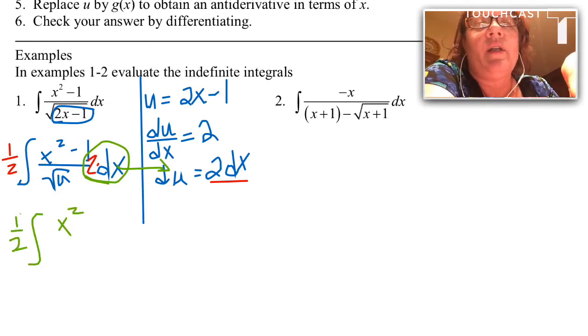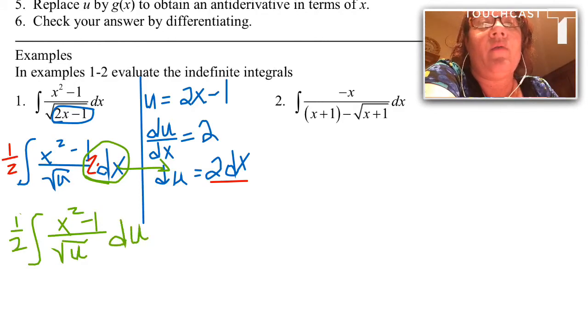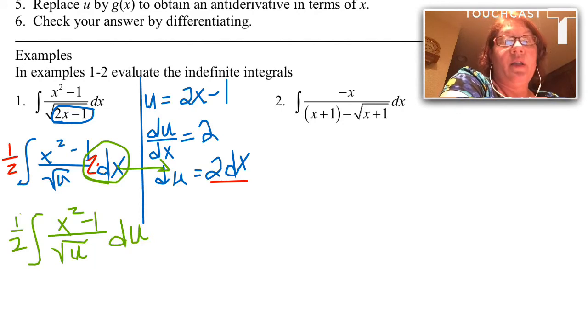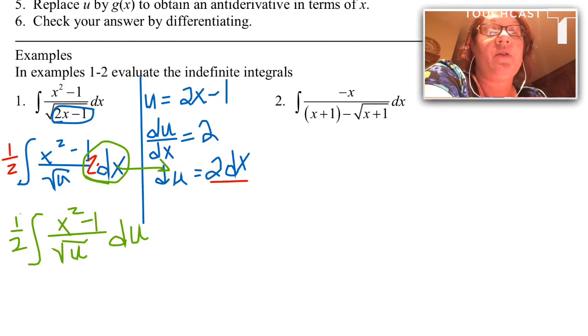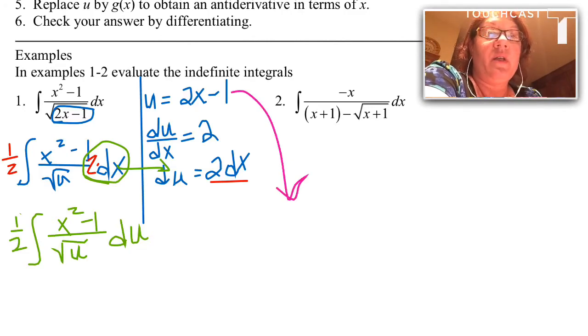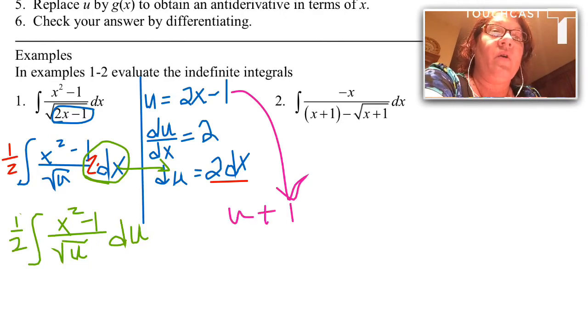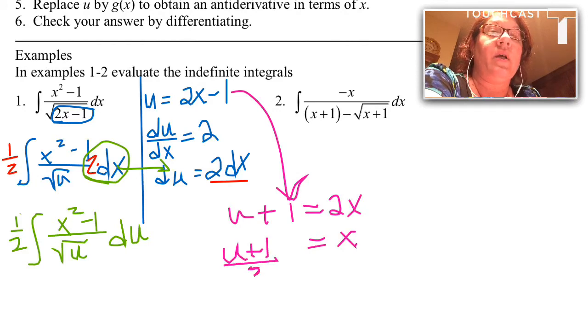So there's just one little problem. Everything needs to be in terms of u. And right now, that numerator isn't. So I need to come back over to my substitution, and I need to figure out what x actually is in terms of u. So if I solve this for x, that would be the first step, and then I would divide by 2, and I'd get this quantity.